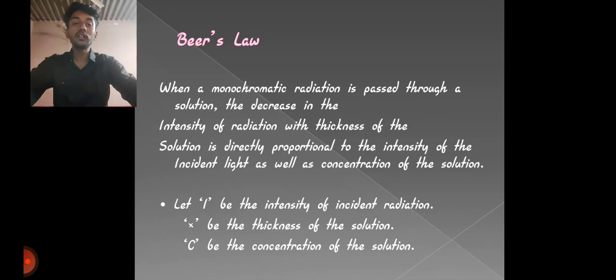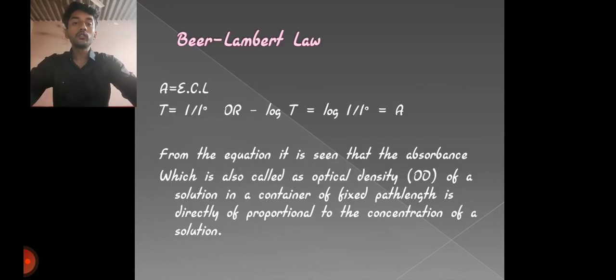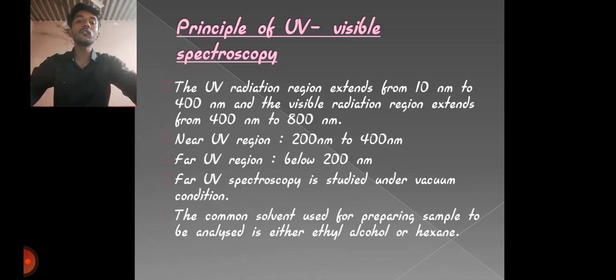Let I be the intensity of incident radiation, x be the thickness of the solution, and C be the concentration of the solution. So the Beer-Lambert law is A = εCL, and T = I/I₀, or -log T = log I₀/I = A, that is absorbance. From the equation, it is seen that the absorbance, which is also called the optical density of a solution in a container of a fixed path length, is directly proportional to the concentration of the solution.